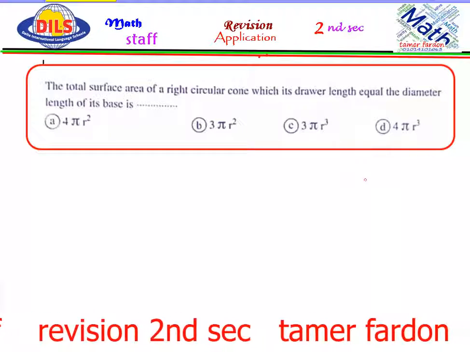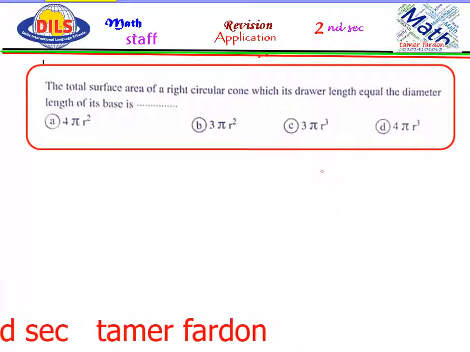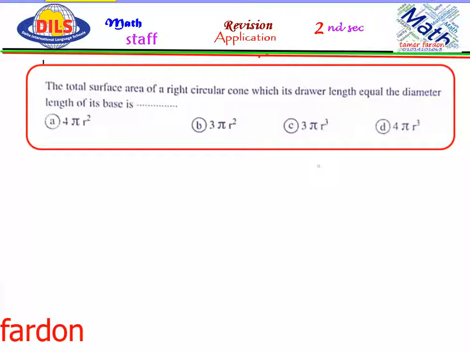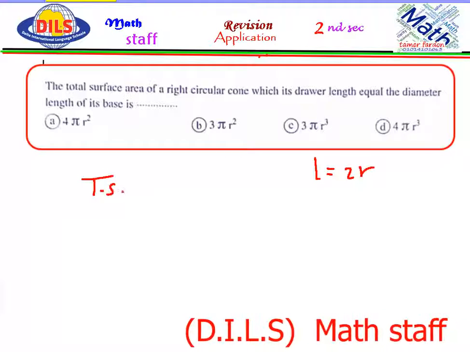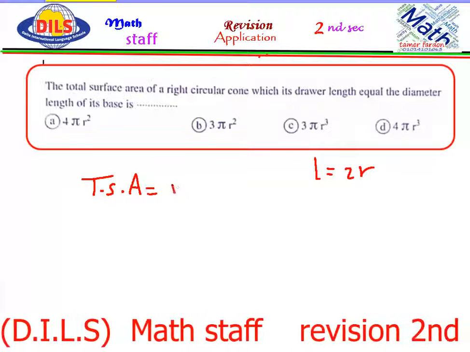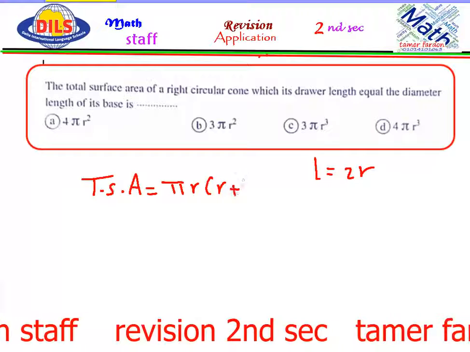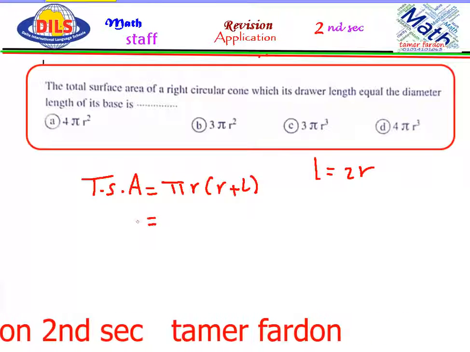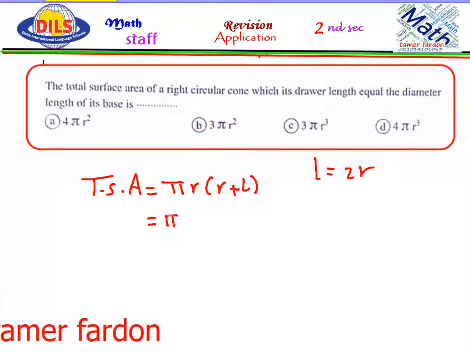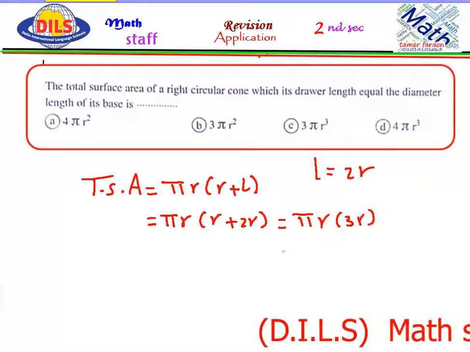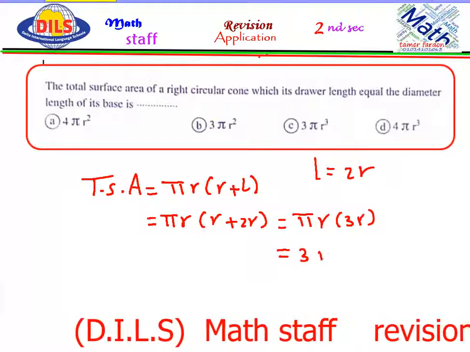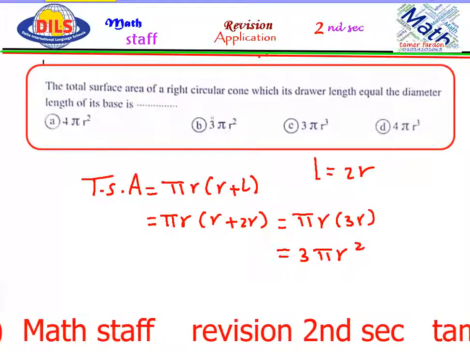of its base is. Here in the given, the length of the drawer, which is L, equals 2r. So total surface area of the cone equals pi r times r plus L. So total surface area equals pi r times r plus 2r. This equals pi r times 3r. In the simplest form, we get 3 pi r power 2, so the correct answer is B.